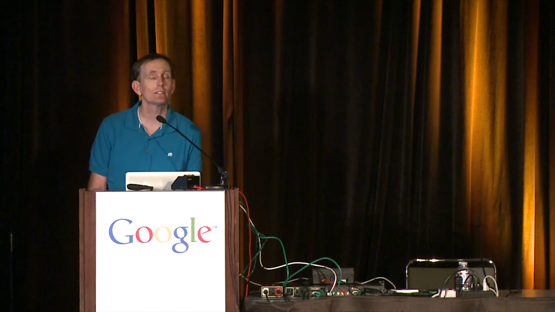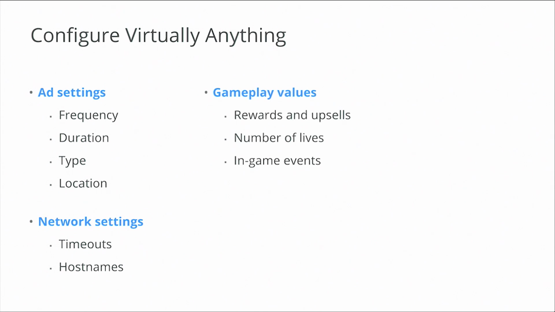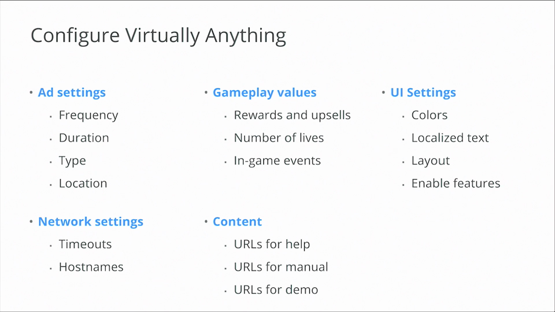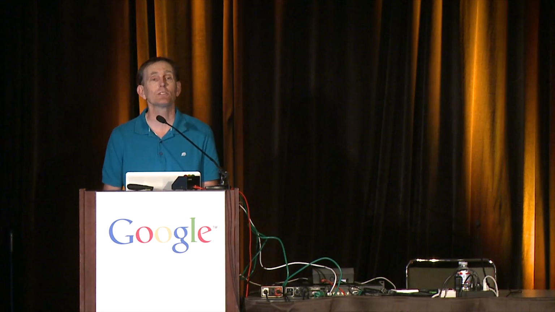You can configure ad settings. How often am I going to show ads? How often am I going to show purchases? Where do those ads appear, and so on. Any network communication that you're doing, you might want to configure that. What host names are you talking to? What are their timeouts? Gameplay values can be configured if you'd like. You can configure the content of any URLs you might use for help. Any UI settings, locations of particular UI elements, their colors. Even your localized text can be done via configuration. And any sort of announcements you want to make to users.